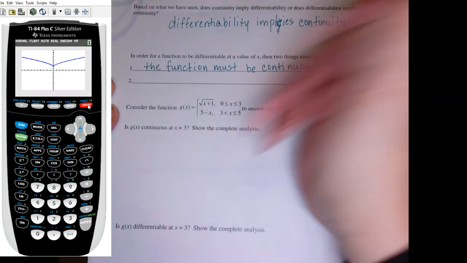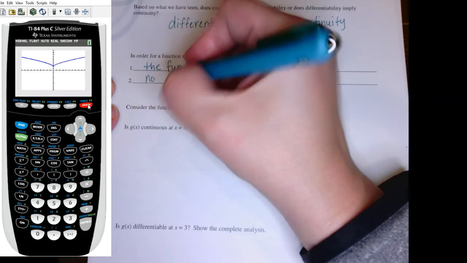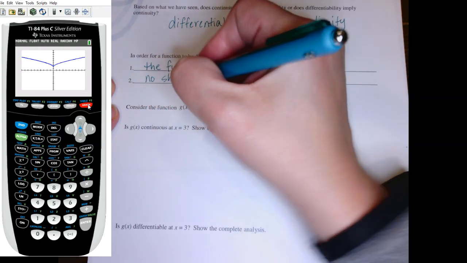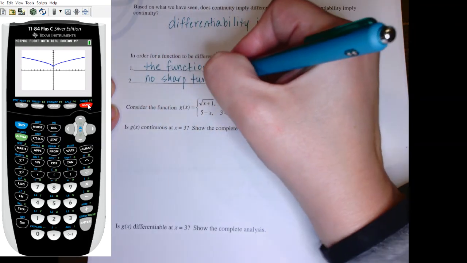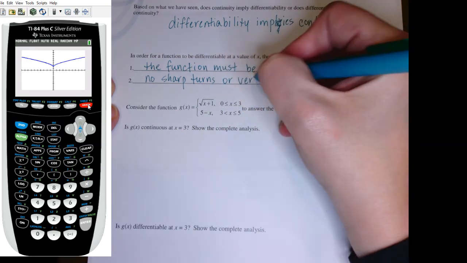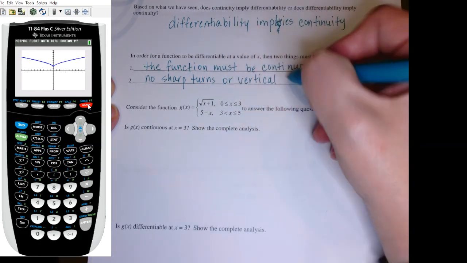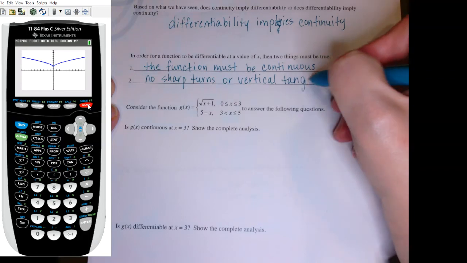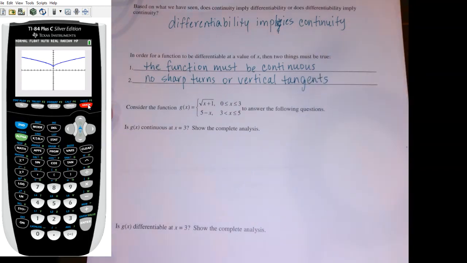And the function must have no sharp turns or vertical tangents. So we've got to look for these things. We've got to check, is it continuous? Is there a sharp turn or a vertical tangent? So look at the piecewise function I have here.